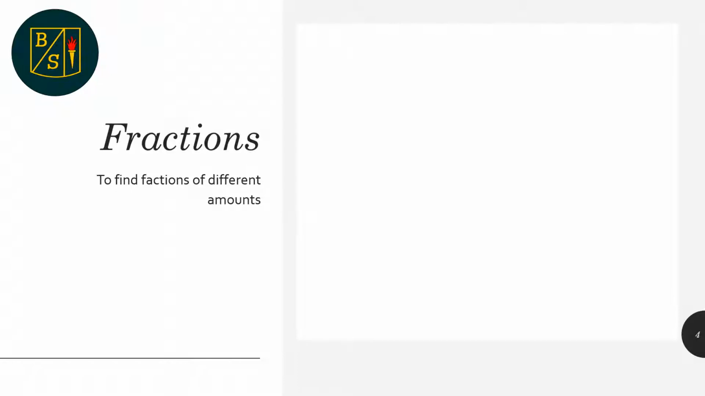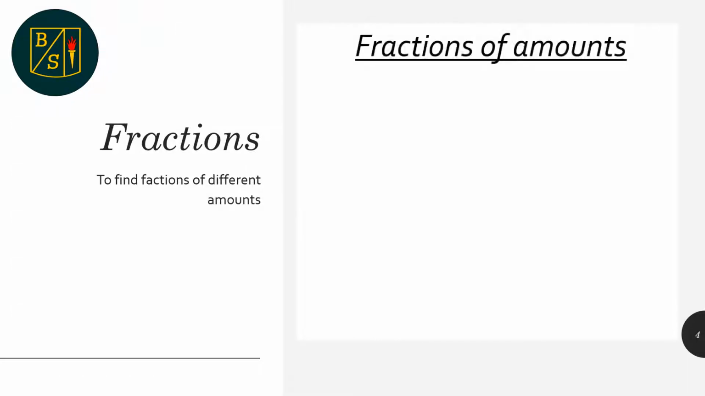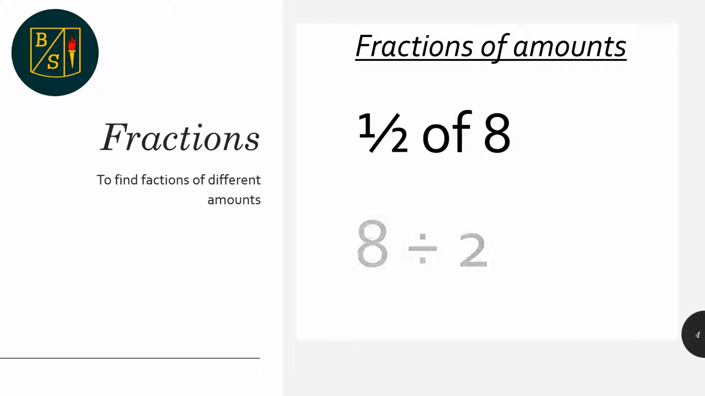At this point, the children should be aware of how to calculate simple fractions of amounts. For example, if the children are asked to find half of 8, they are aware that they need to divide by the denominator, which in this case is 2. Therefore, they will calculate 8 divided by 2, giving them the answer of 4.